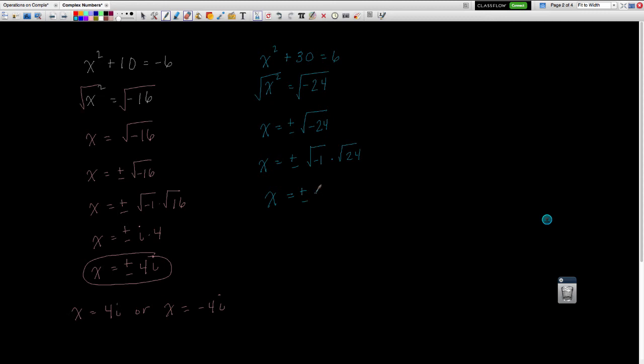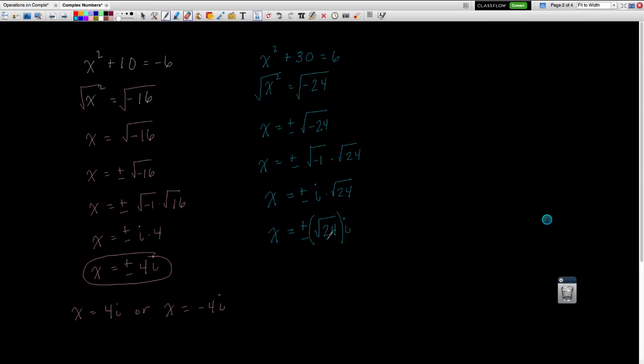So it's plus or minus i times the square root of 24. So x equals plus or minus square root of 24i. I'll put parentheses around it. This actually can be simplified a little bit further, but I don't want to worry about that right now. I do think later in the course we talk about simplifying radicals. This is an exact answer.